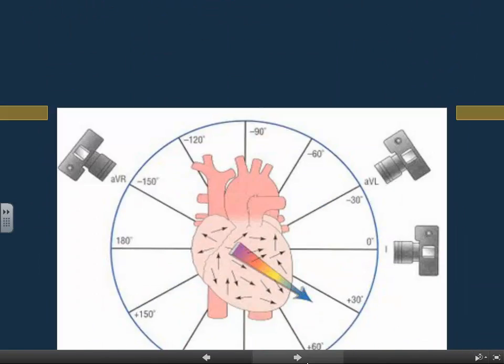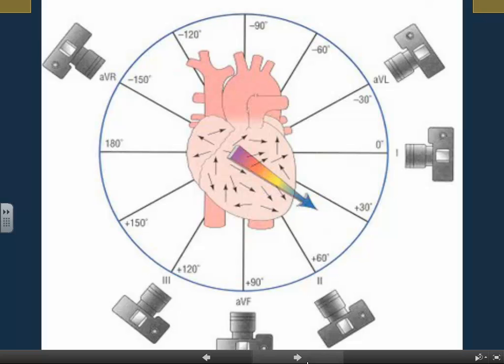Alright. 12 leads, different points of view. Remember your 12 lead ECG takes your limb leads. Which leads are your limb leads? Lead 1, 2, 3, aVR, aVL, aVF, and then it supplements them, or adds 6 more leads, okay?